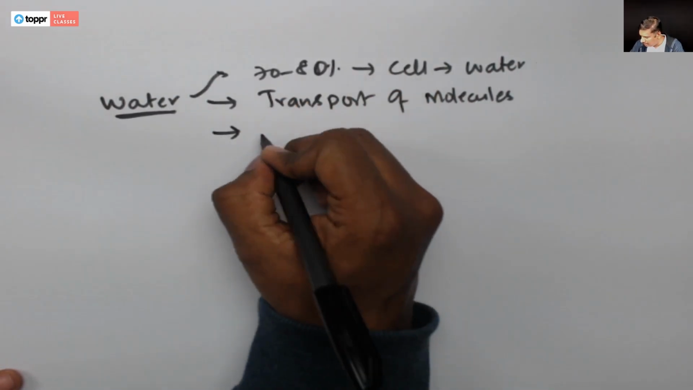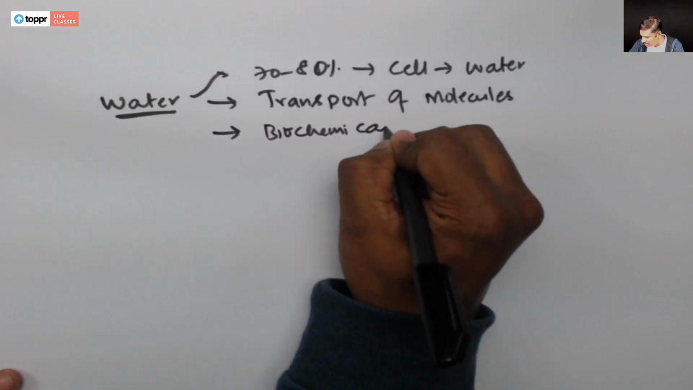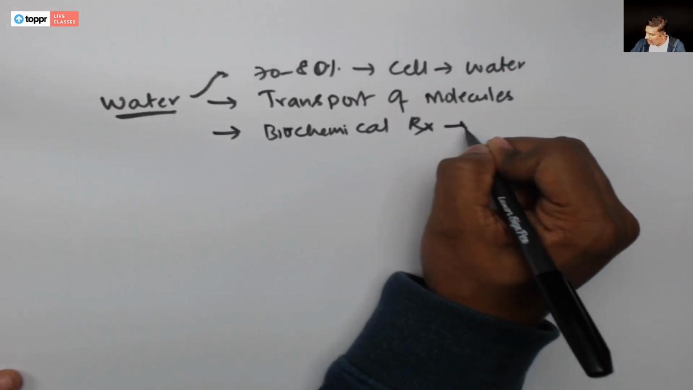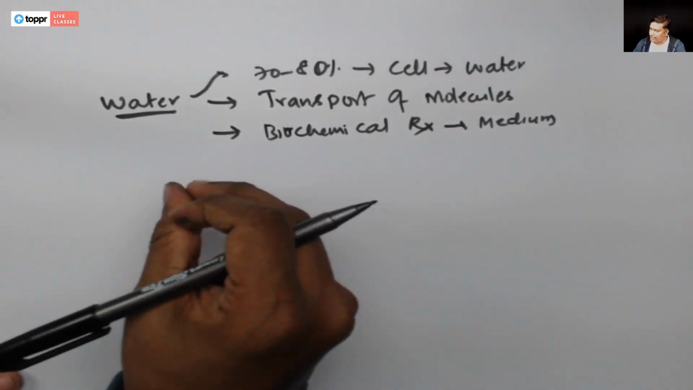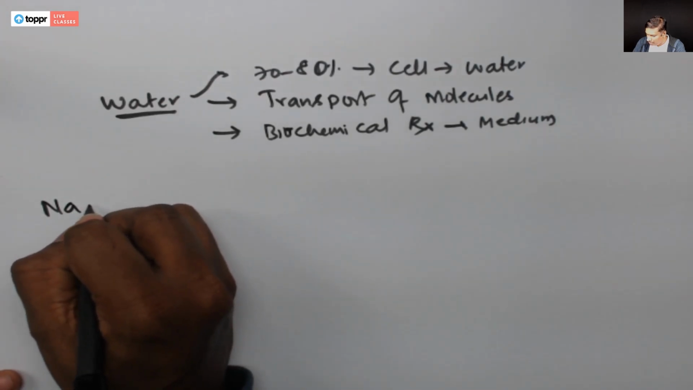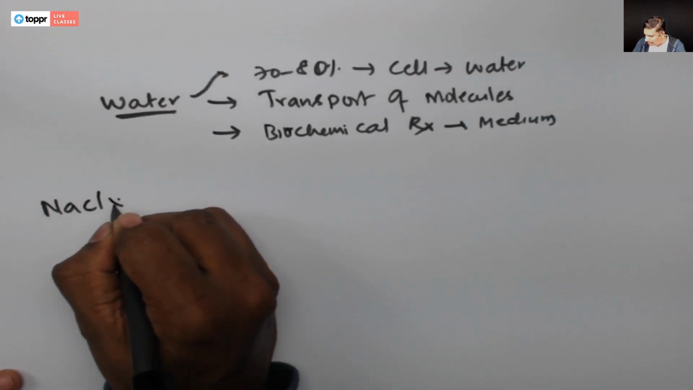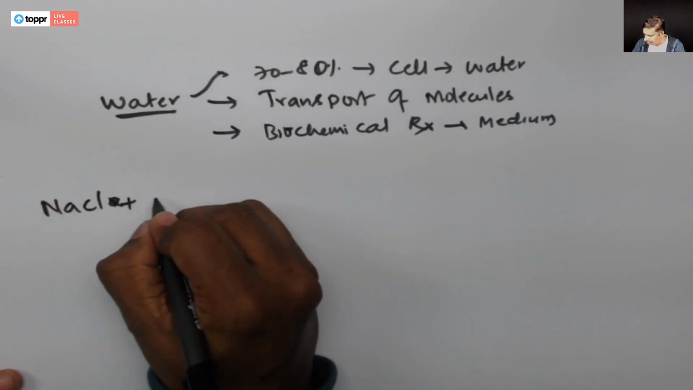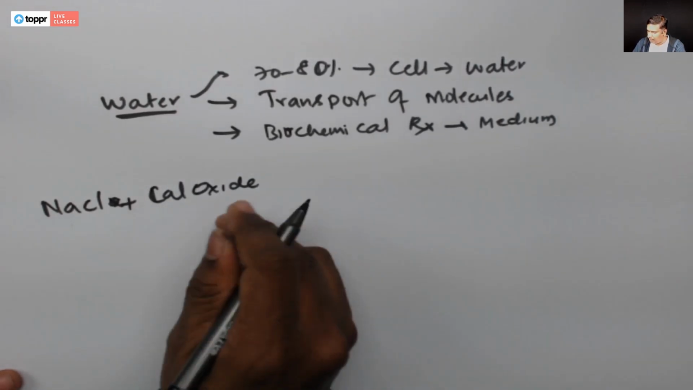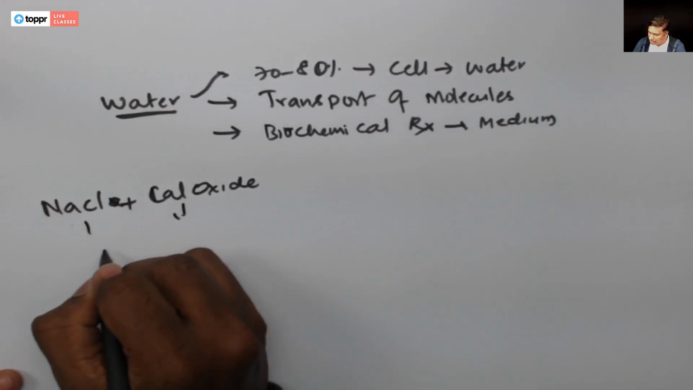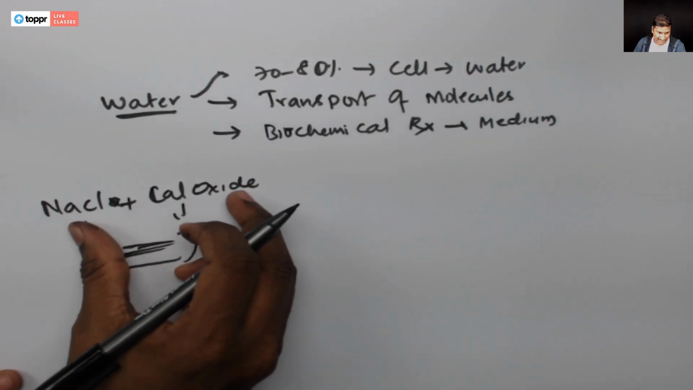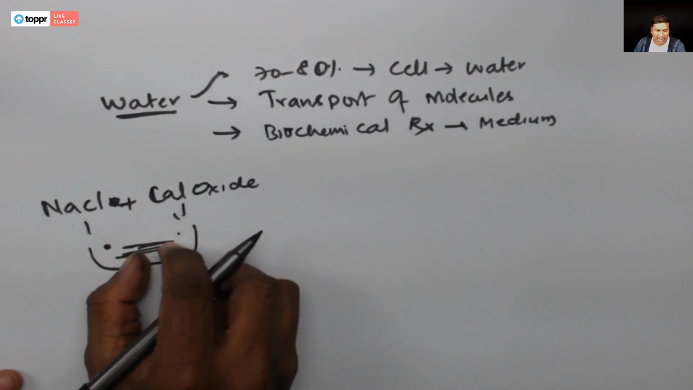Now, where else do you see the importance of water? In the various biochemical reactions that occur in the cell, you will see the requirement of a medium. You can't expect to, for instance, I'll give you an example. Let's say you want to make a reaction between sodium chloride and calcium oxide. You can't expect to put these powders together and expect them to react. They can only react, if at all, when you dissolve them and bring them into the same medium.